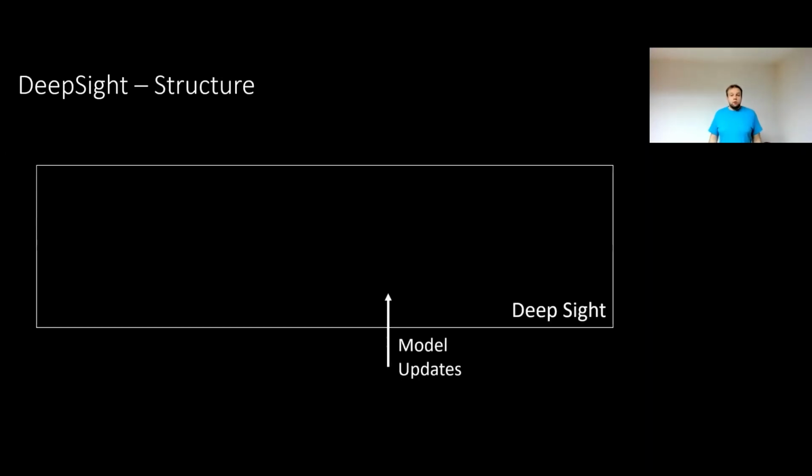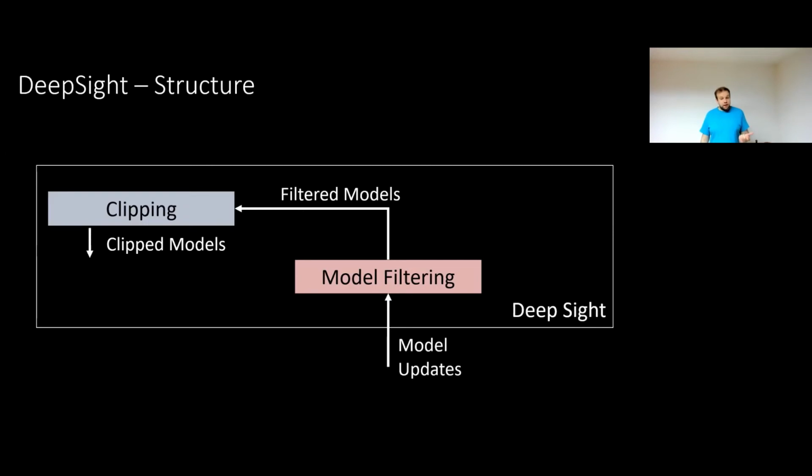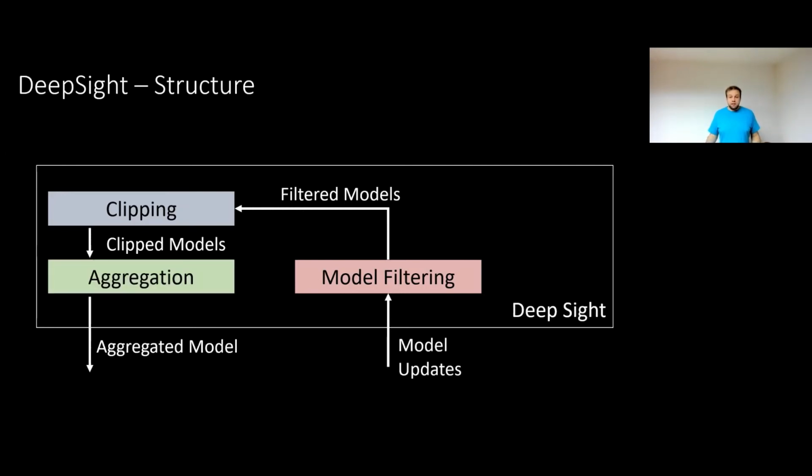Let's now look at how DeepSight actually works. DeepSight takes the model updates and then first applies a filter. I will explain on the next slide in more detail how this filtering works. But for now, let's continue with the filtered models. Here we apply clipping to prevent the adversary from boosting the attack impact by upscaling the model updates. So surviving clipped models are then aggregated, and this aggregated model is then sent back to the clients.